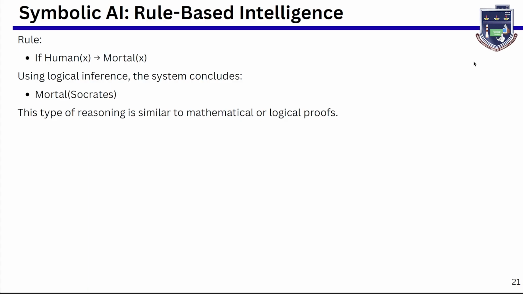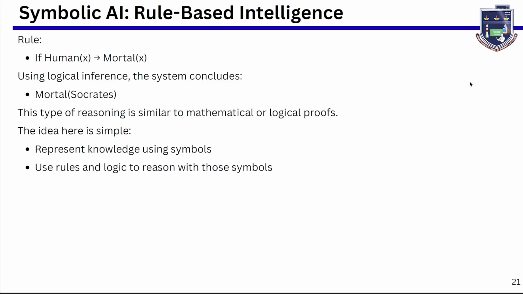Then the rules describe the relationship between the symbols. So the rule is like: if human of x, then mortal of x. Using this logical inference, the system concludes mortal Socrates. This type of reasoning is similar to a mathematical or logical proof. So the idea here is a simple one. It represents knowledge using symbols and it uses rules and logic to reason with those symbols.